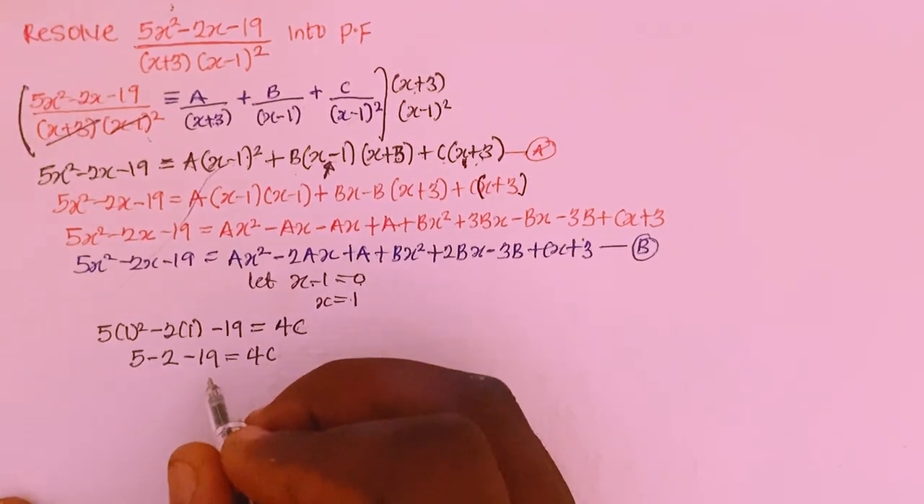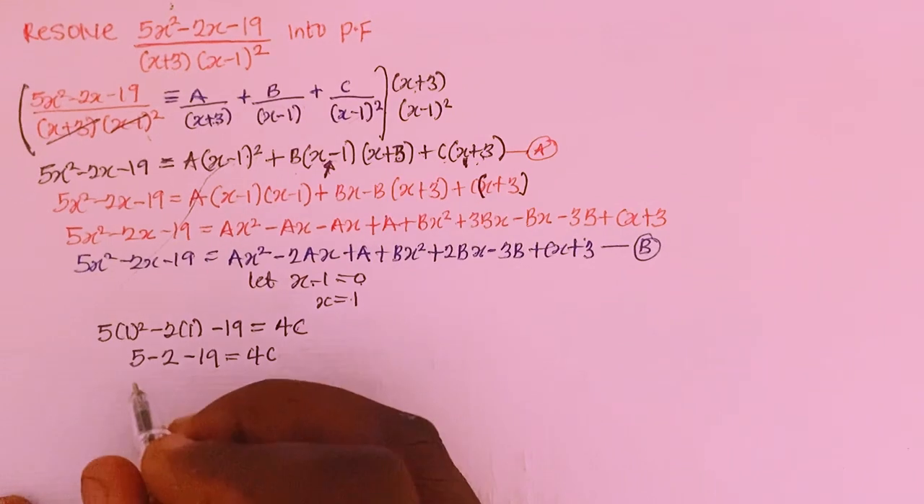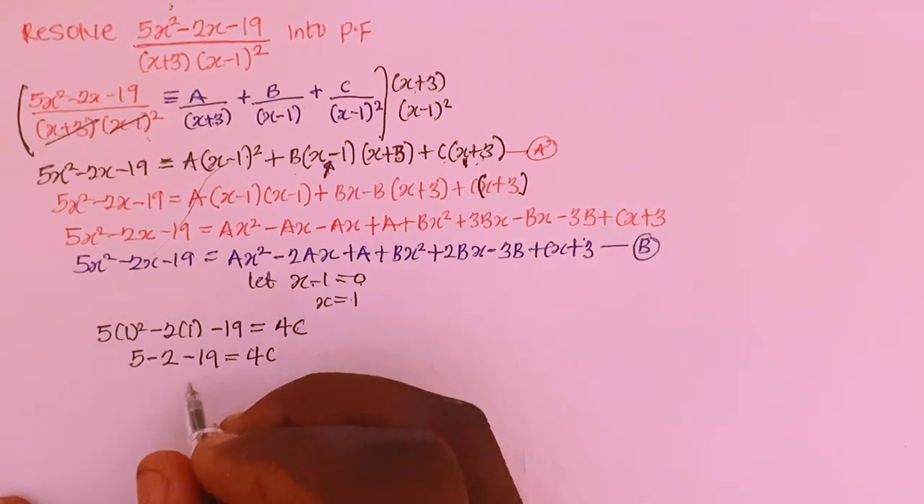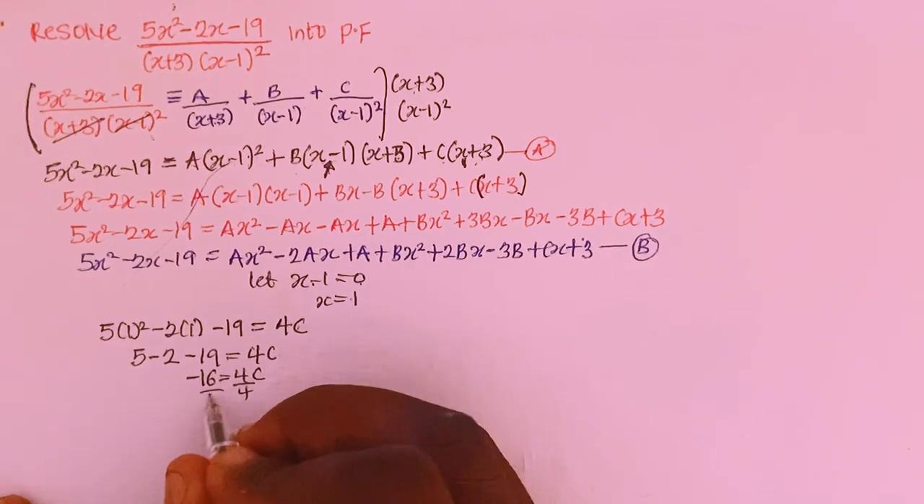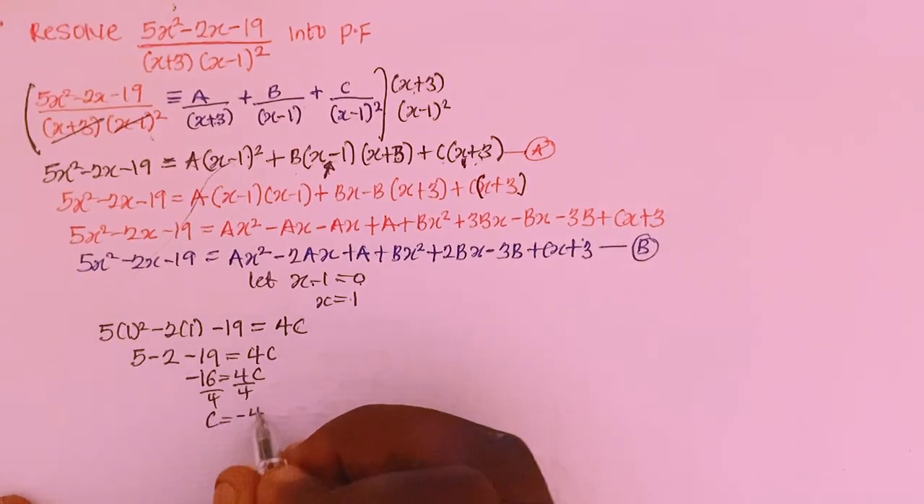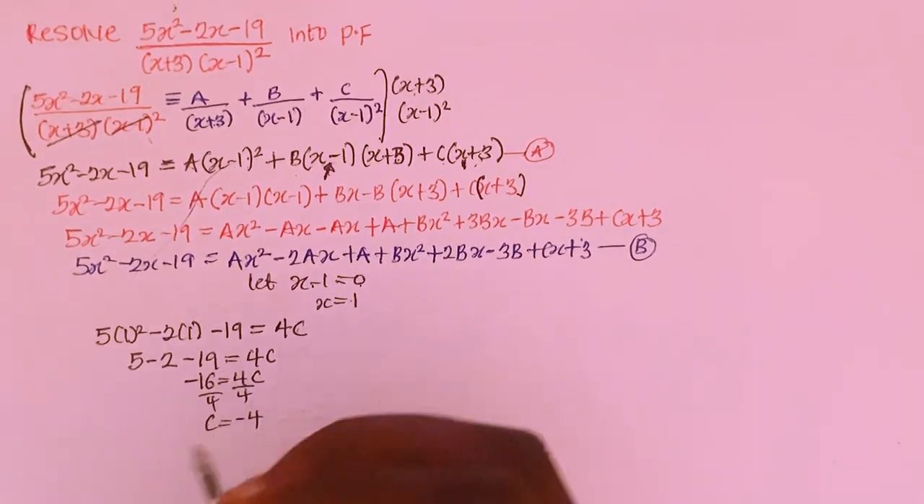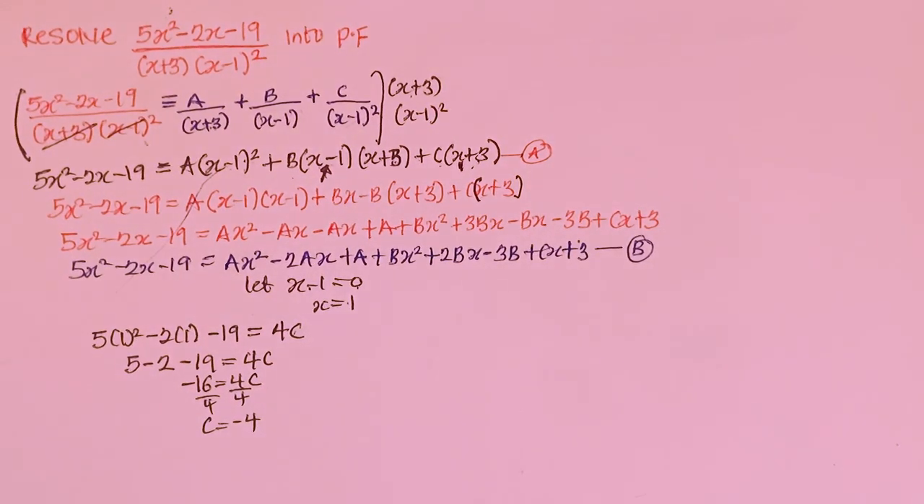Then here, this case is actually very easy. 5 minus 2 is actually 3. Then this is actually minus 16, which equals 4c. Then divide both sides by 4. You're going to have your c equal to minus 4, right? So that's the first constant. The first constant is minus 4, right?